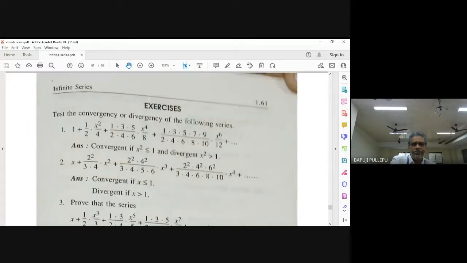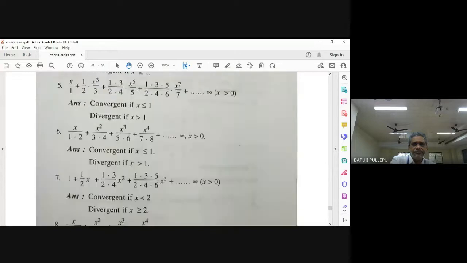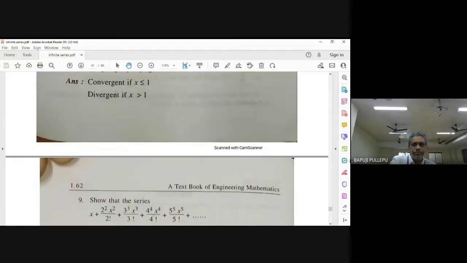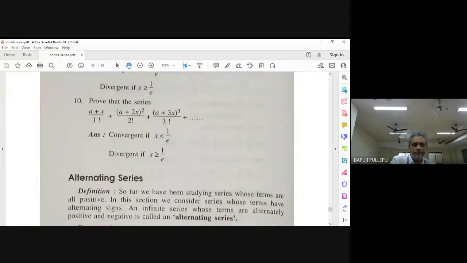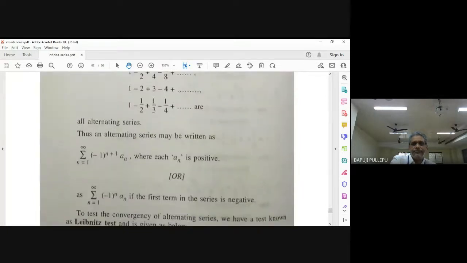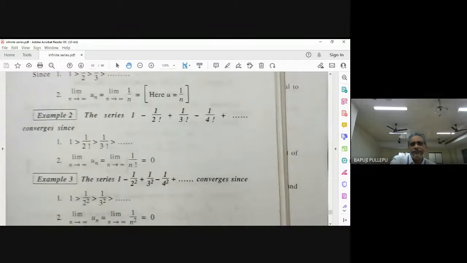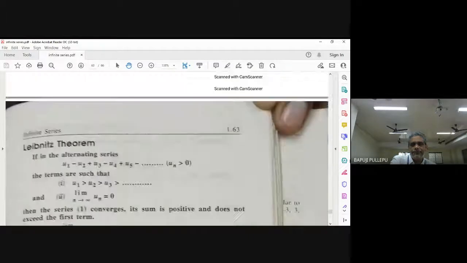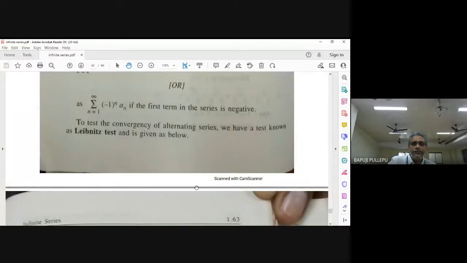If I can solve over. Next class onwards, we have to upload. In the previous class, I will tell you. Alternating series is what we do in the next class. Only 1 bar, 2 bars enough. Okay. Now I will stop here.